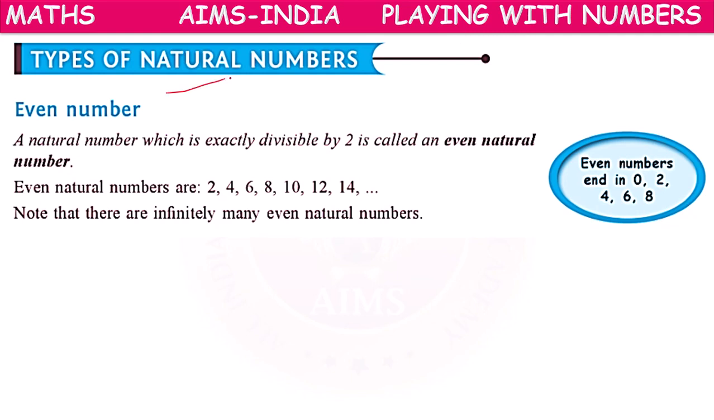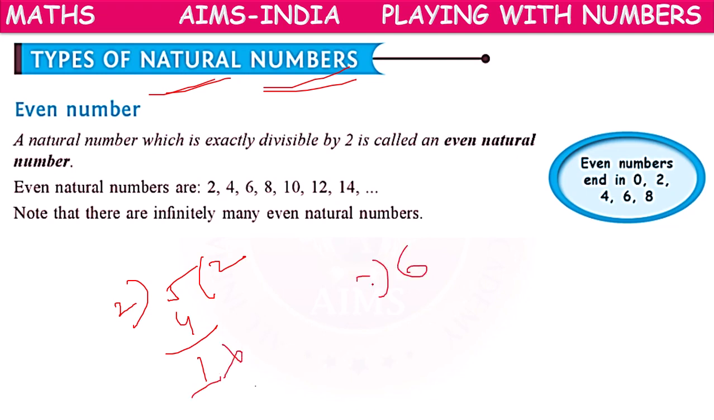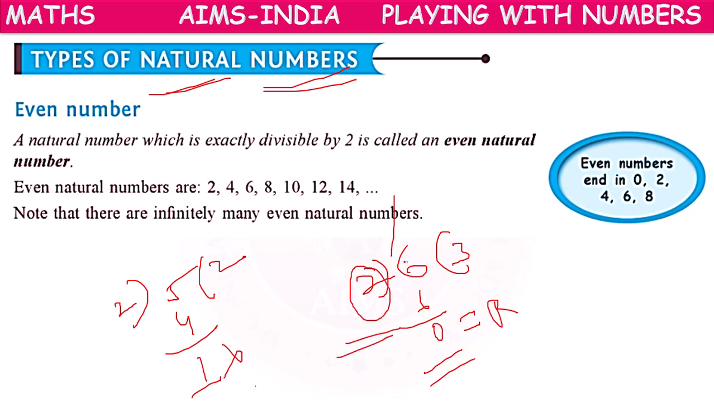Next, types of natural numbers. If you take a number and divide it by 2, 2 times 4, the remainder is 1. This is not divisible by 2. Suppose you take another number: 2 times 3 is 6, remainder is 0. The numbers which are exactly divisible by 2, like 6, are called even numbers.